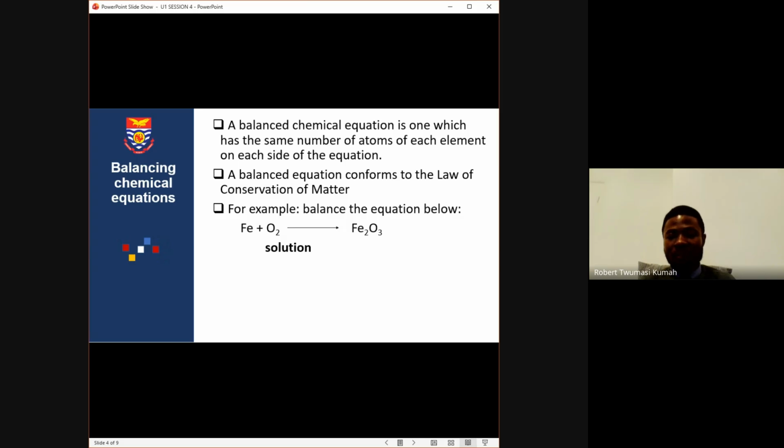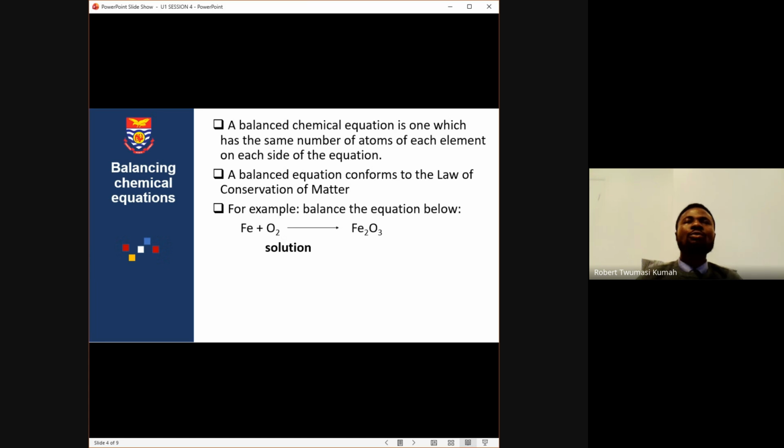Our interest is, if we are counting the number of atoms, we should have an equal number of atoms for each atom present. So let's try and see if we can balance this equation. Iron plus oxygen giving us iron oxide. Looking at this equation very well, let's compare the left to the right. At the left side there is 1 iron. At the right side we've got 2 iron atoms. Oxygen is 2 at the left, it is 3 at the right.